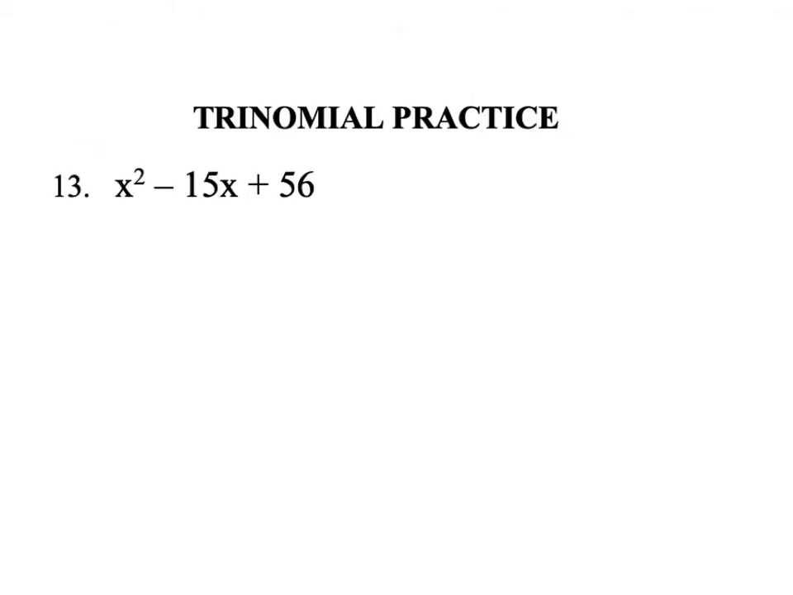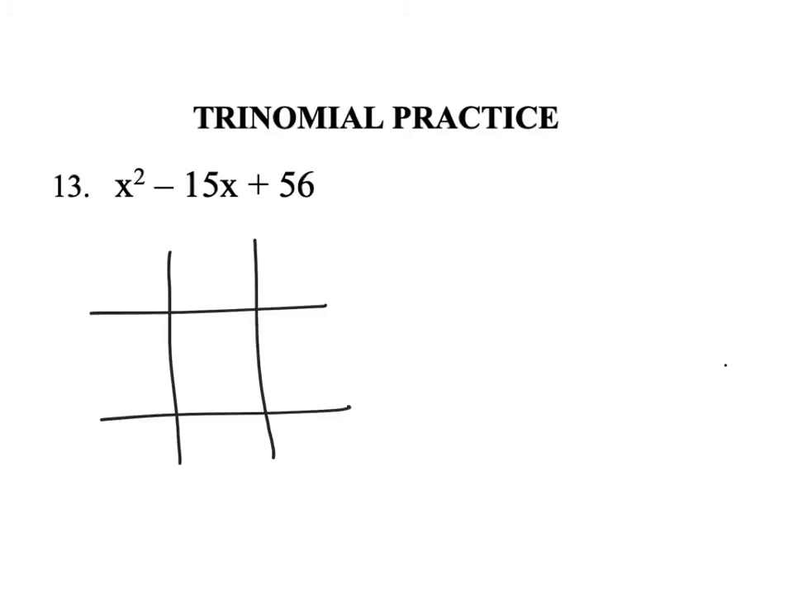All right, so in 13, set up your tic-tac-toe board. Setting up your tic-tac-toe board, you should have x squared, positive 56, and my checking term is negative 15x. Notice I always keep my signs with everything. Again, the only way I'm getting x squared is x times x.